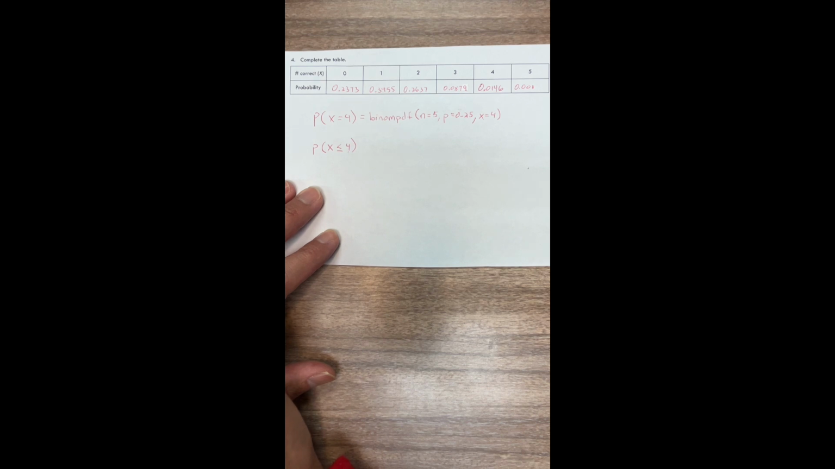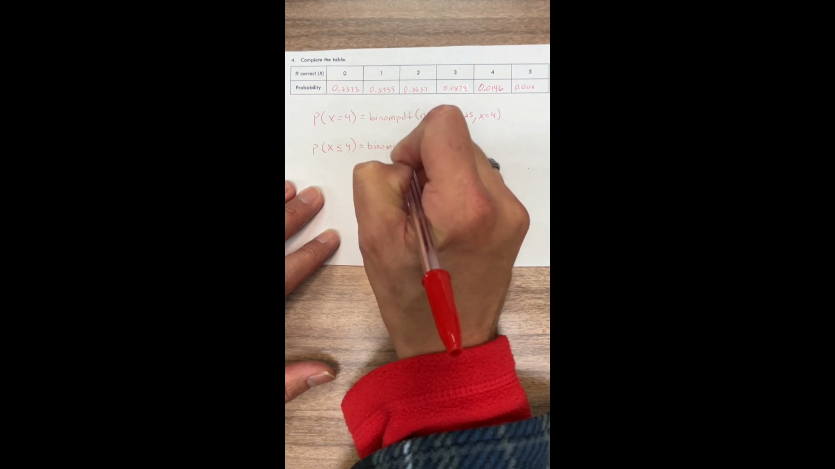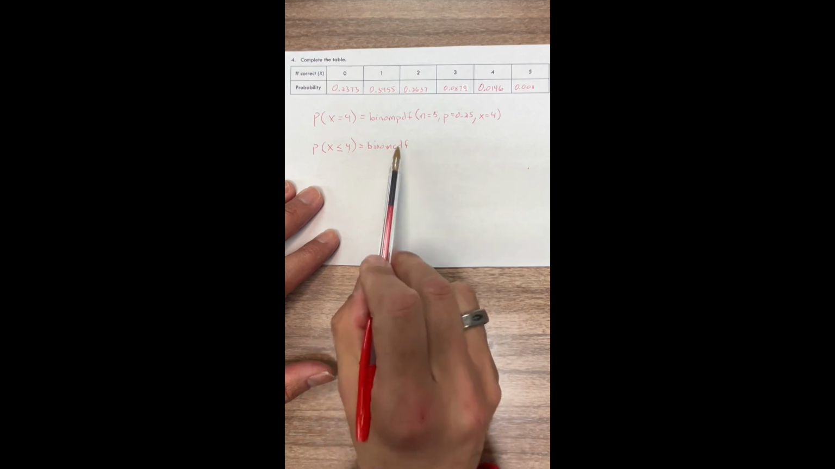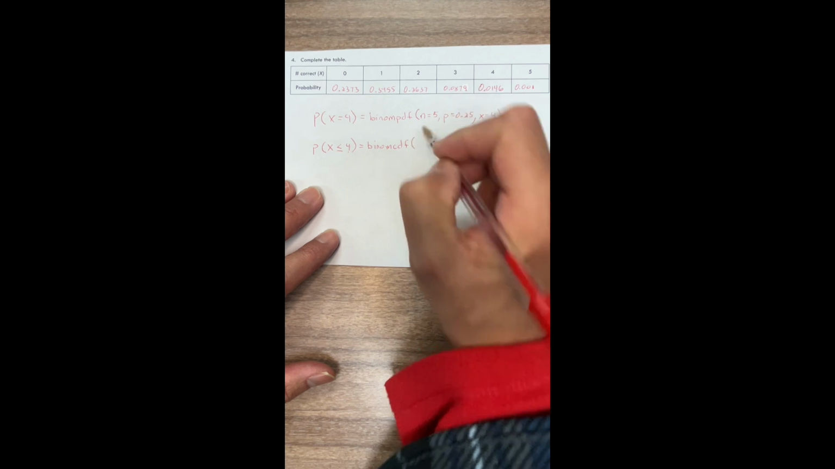So we are going to use the binomial CDF, and C stands for cumulative, which means you are adding. So binomial, and we use CDF. Again, C, you are adding, you are looking for the cumulative. Now here's the thing with binomial CDF.